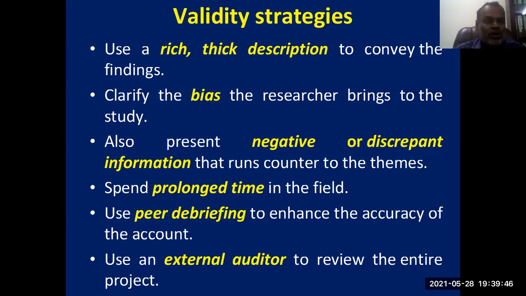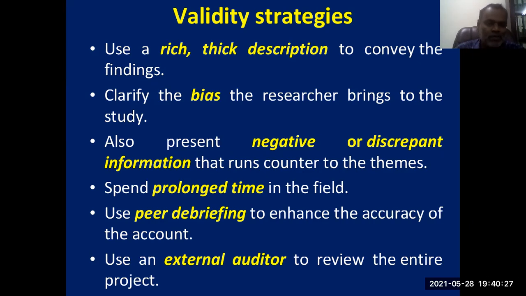Then you also need to clarify the bias the researcher brings to the study. Sometimes, if I am the researcher, my own thoughts may also jump into the research report. So it is better to explain the data source. Sometimes you also put in your own thoughts. Wherever you do that, those cases need to be highlighted by the researcher, because it may lead to bias. The reader needs to understand whether it is coming from the field or from the mind of the researcher. This mostly happens in the analytical part.